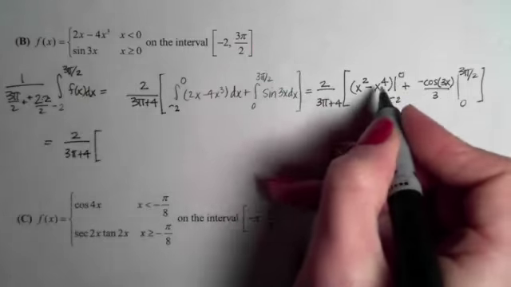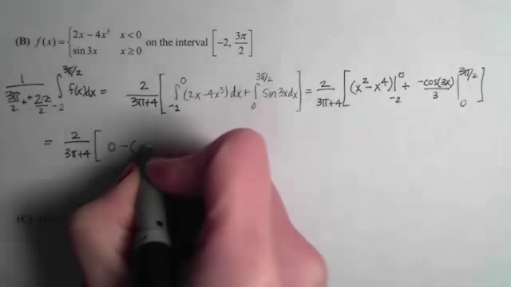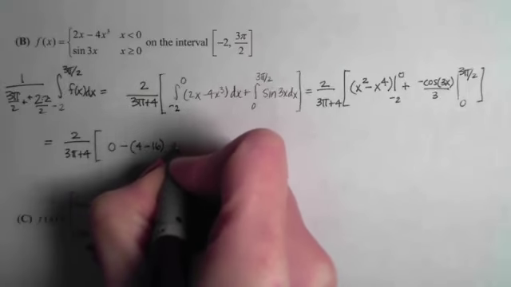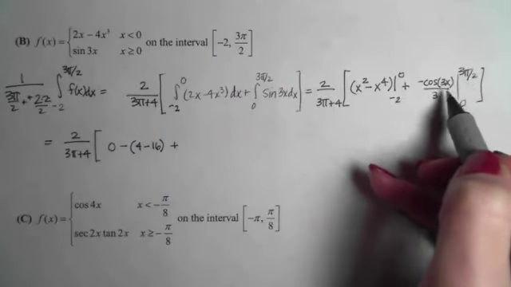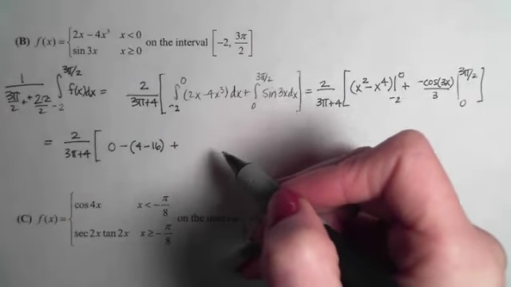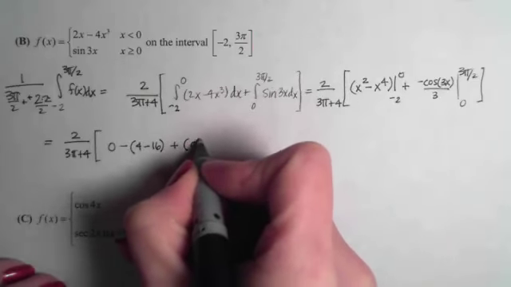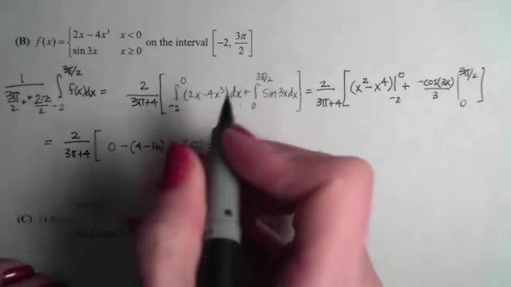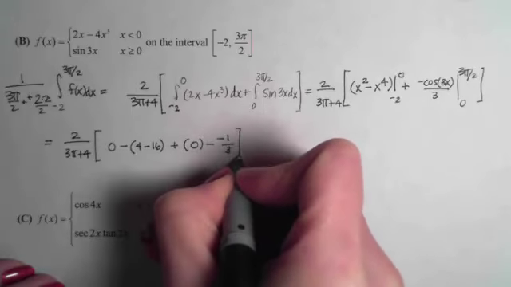And then if I plug in 0, I get nothing. I'm going to subtract what comes out when I plug in a negative 2, which is a 4 minus a 16. Then I'm going to add what comes out when I plug in a 3 pi over 2. So the cosine of 3 pi over 2 is a 0. And then I'm going to subtract what comes out when I plug in a 0. When I plug in a 0, I get a 1, so I'm subtracting a negative 1 over 3.